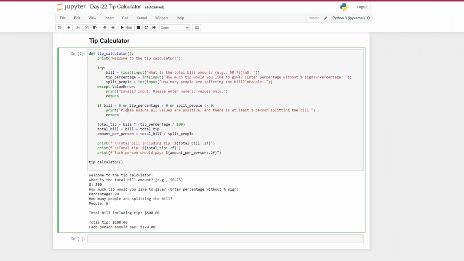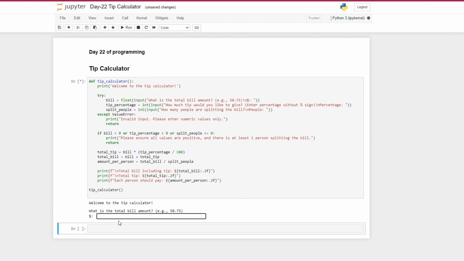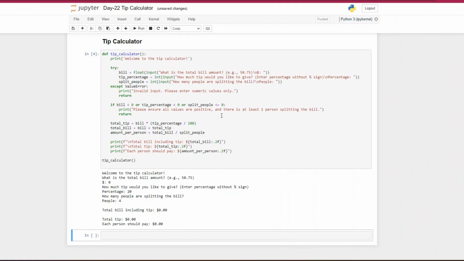Now let me try it in case the person inputs a wrong value. Let's say, for example, instead of inputting a number, you put a name and enter, you get the message: invalid input, please enter numeric values only. So in this simple project, we're able to use functions and we're also able to use the try and except.